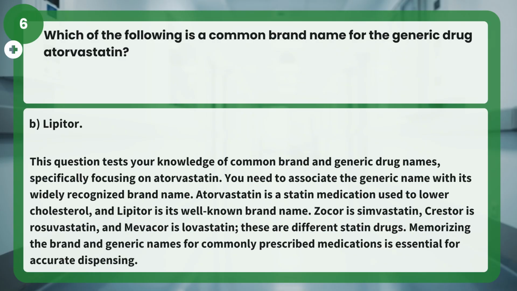Answer: B. Lipitor. This question tests your knowledge of common brand and generic drug names, specifically focusing on atorvastatin. You need to associate the generic name with its widely recognized brand name. Atorvastatin is a statin medication used to lower cholesterol, and Lipitor is its well-known brand name. Zocor is simvastatin, Crestor is rosuvastatin, and Mevacor is lovastatin. These are different statin drugs. Memorizing the brand and generic names for commonly prescribed medications is essential for accurate dispensing.